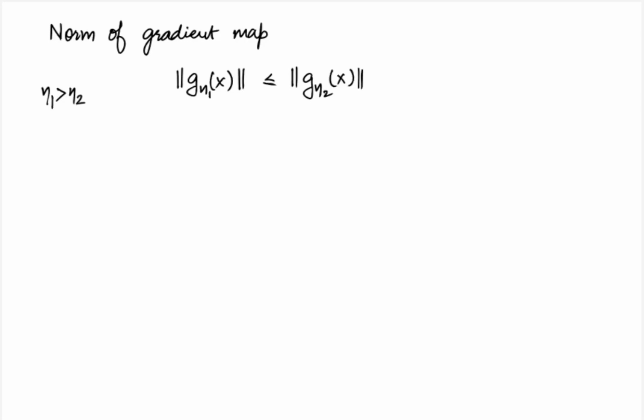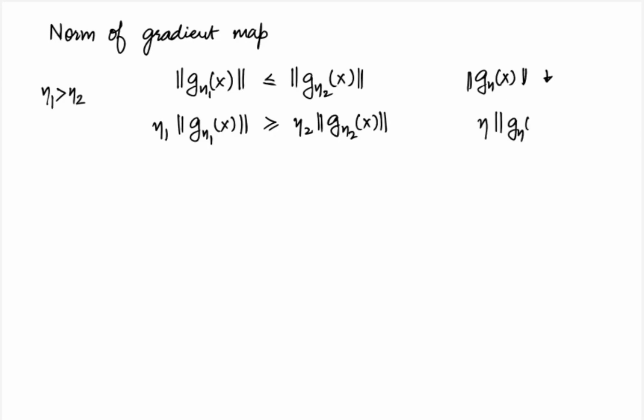Let us look at some properties of the norm of the gradient map. We have the following monotonicity property, which says that if eta 1 is greater than or equal to eta 2, then the norm of G_eta1(x) is less than or equal to the norm of G_eta2(x), and eta 1 times the norm of G_eta1(x) is greater than or equal to eta 2 times the norm of G_eta2(x). In other words, the norm of G_eta is a decreasing function of eta. However, eta times the norm of G_eta is an increasing function of eta. So let us look at the proof of these properties.